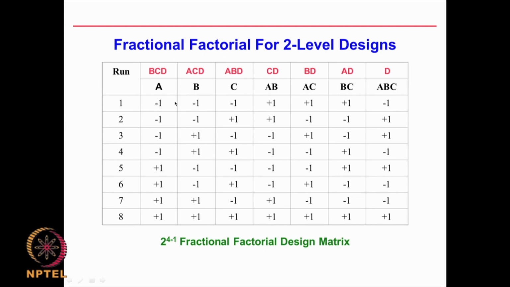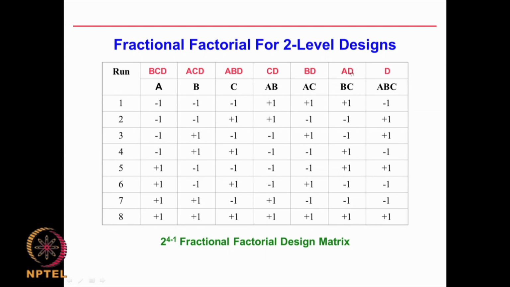I am able to do away with, instead of 16 experiments, only 8 experiments, but some of these factors are confounded. New term I am using, some of the factors are confounded. AB will look like CD, AC will look like BD, BC will look like AD. So, I will not be able to differentiate between AB and CD. I will not be able to differentiate AC and BD. I will not be able to differentiate BC and AD. And of course, I will not be able to differentiate D against ABC. So, I will not be able to differentiate A against BCD, B against ACD, C against ABD. Okay. So, these have been confounded.